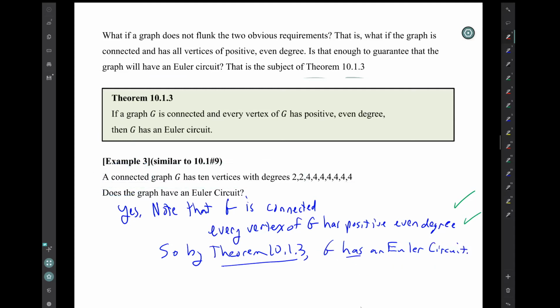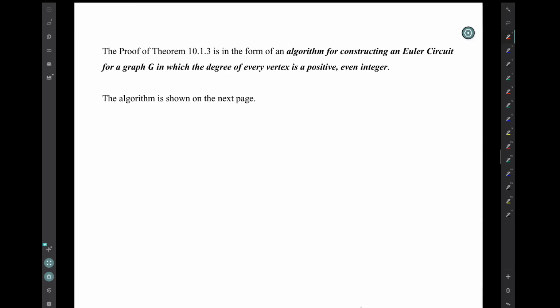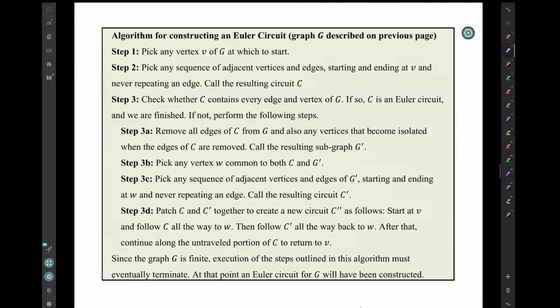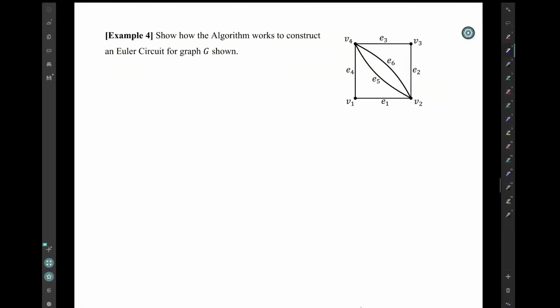Let's go on. The proof of this theorem is in the form of an algorithm for constructing an Euler circuit for a graph G in which the degree of every vertex is a positive even integer, and I should say a connected graph G. The algorithm is shown on the next page. So there's the algorithm. Rather than go through all these steps, I think that I will do an example. Example 4 says, show how the algorithm works to construct an Euler graph for graph G shown.